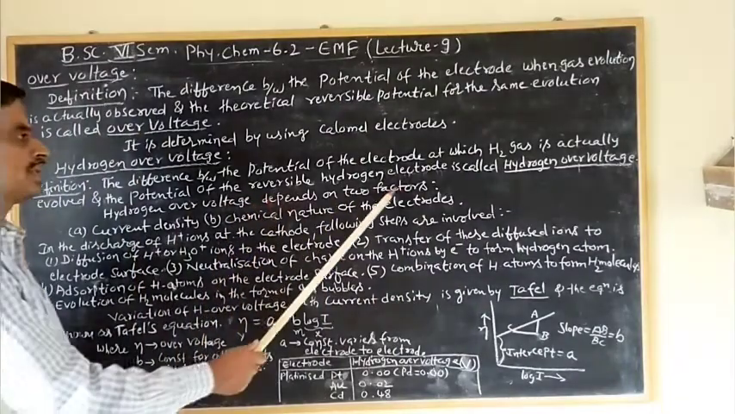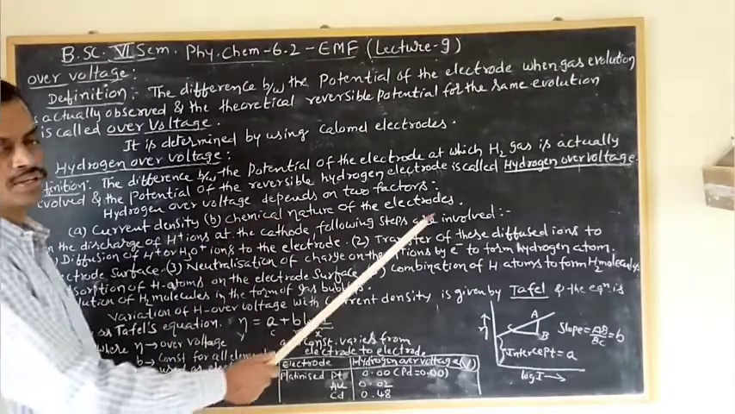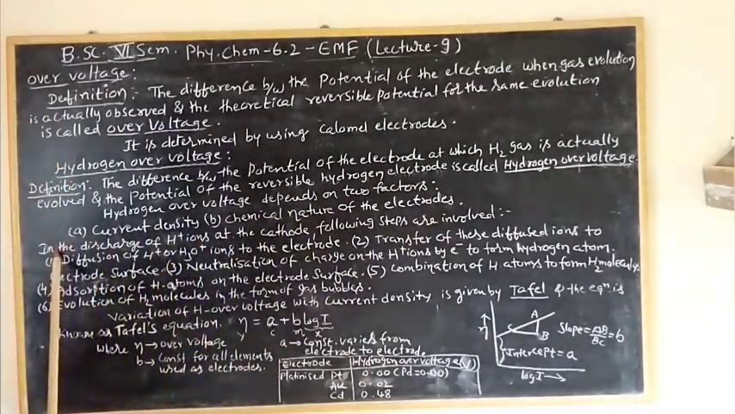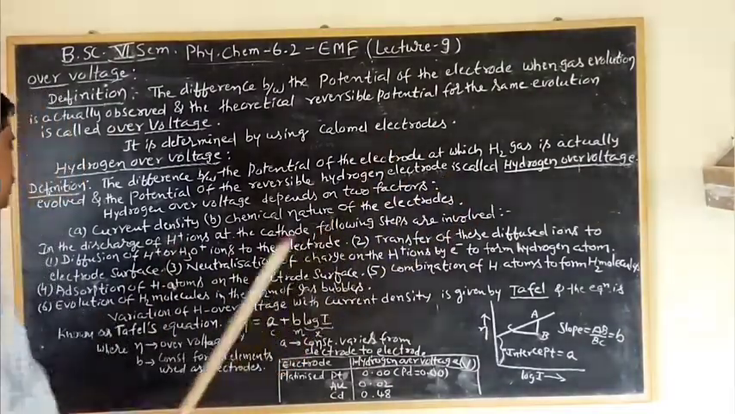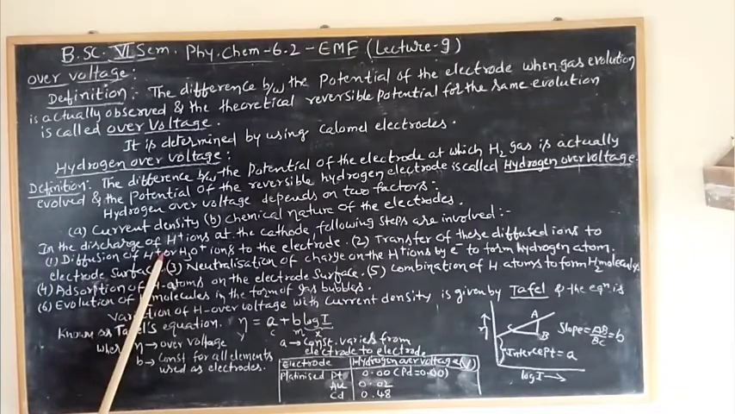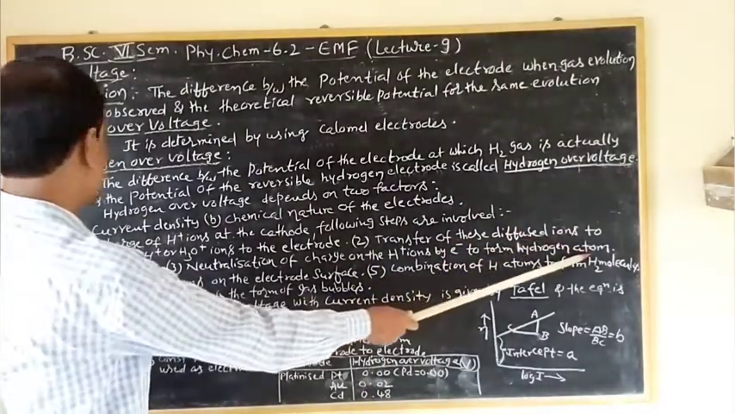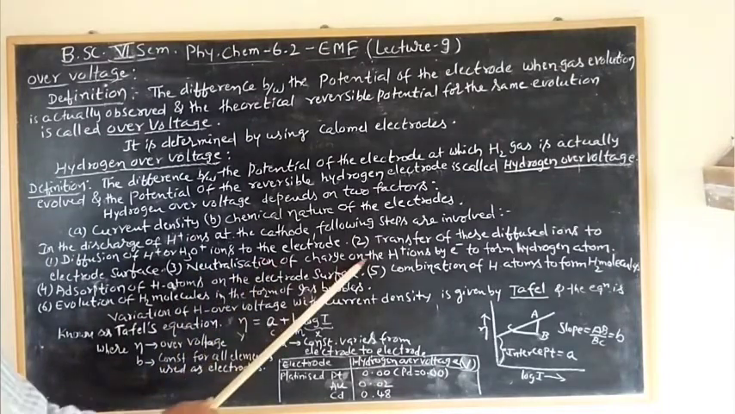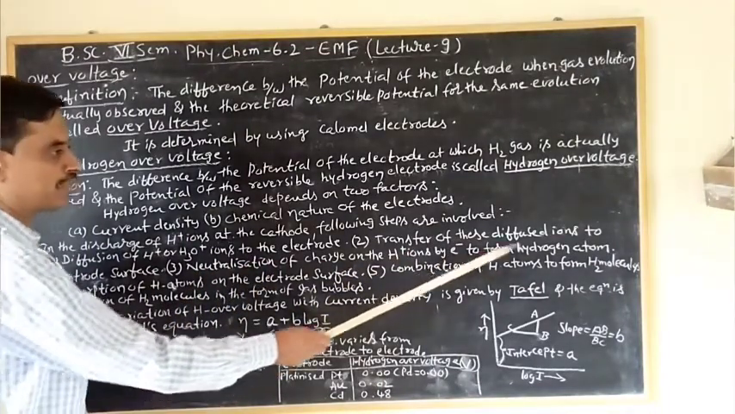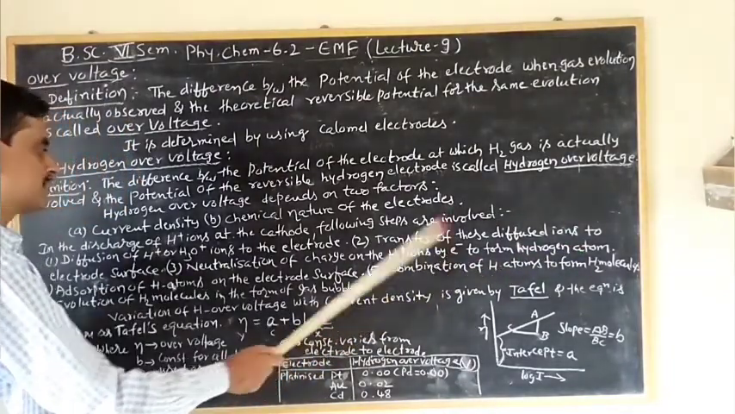Hydrogen over voltage depends on two factors. The first factor is current density, second is chemical nature of the electrodes. In the discharge of H+ ions at the cathode, the following steps are involved. The first one, diffusion of H+ or H3O+ hydrogen ions to the electrode. Second step, transfer of these diffused ions to the electrode surface. Third is neutralization of charge on the H+ ions by electron to form hydrogen atom. Hydrogen atom is formed by combining this H+ with the e-.